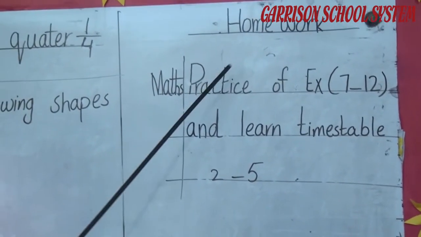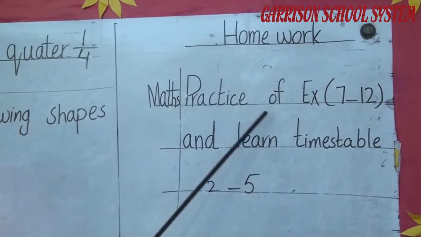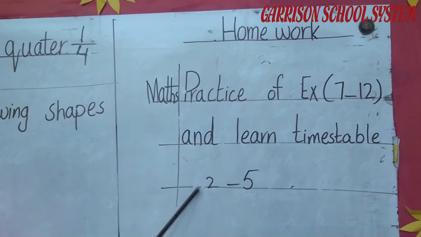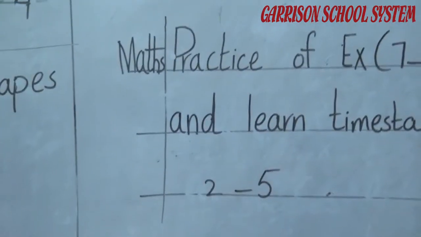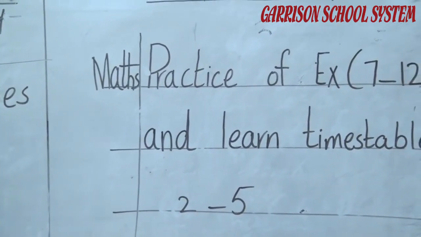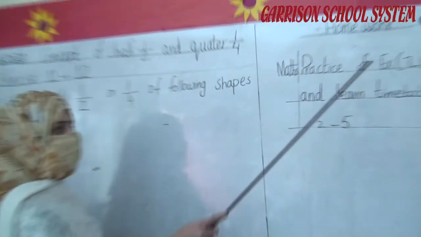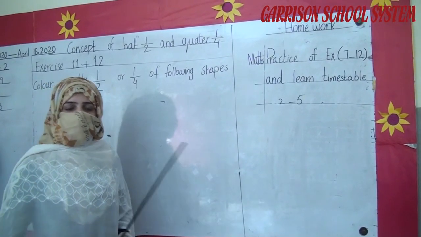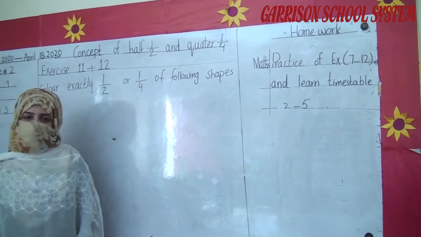Okay students, here is your homework. Practice exercise 7 to 12 and learn times table 2 to 5. Exercise number 7 and 8 you have to solve in your notebooks, and the rest of the exercises you have to solve in your book. Okay students, have a nice day, stay safe and stay at home.